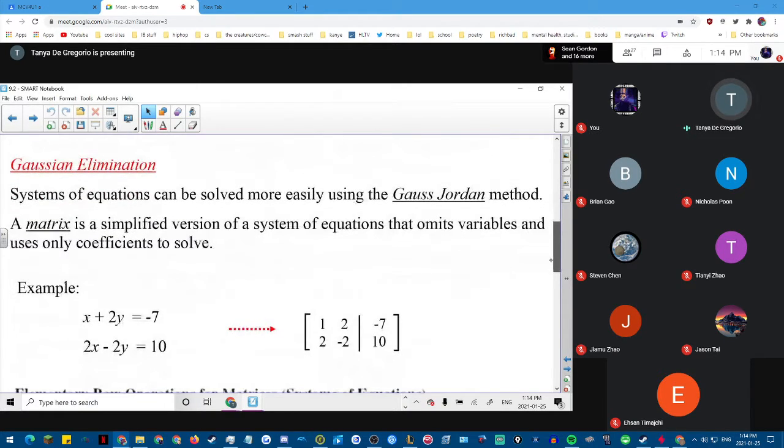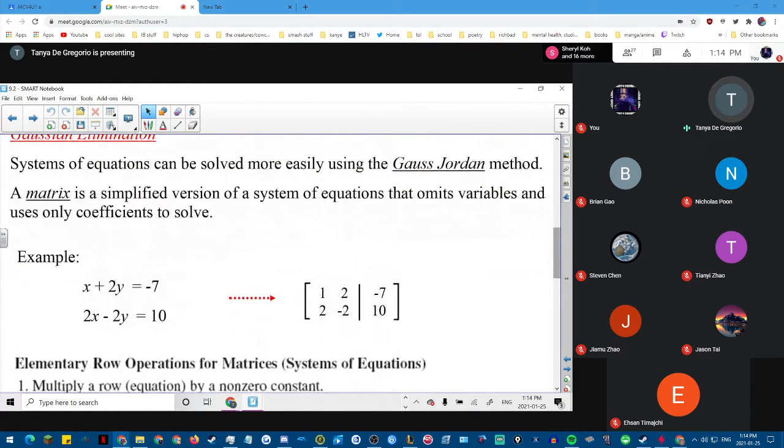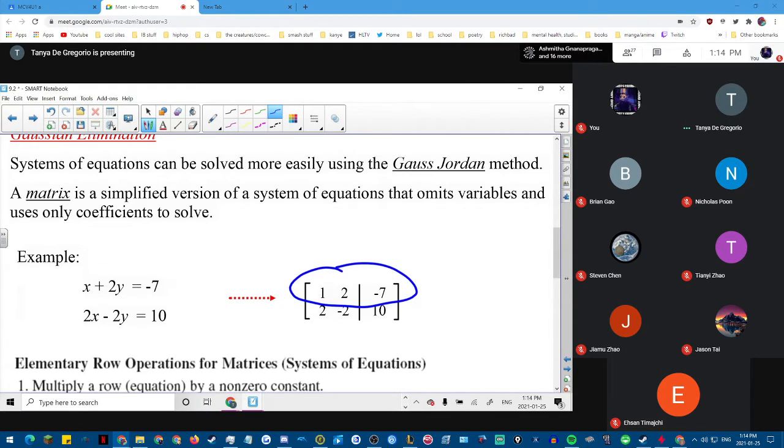So it's called Gaussian elimination. A system of equations can be solved more easily using the Gauss-Jordan method. A matrix is a simplified version of a system of equations that omits variables and uses only the coefficients to solve. So if you notice, here I have x plus 2y equals -7, and over here in my matrix, I have 1, 2, and -7. So you can see that the 1 represents the coefficient of x, the 2 represents the coefficient of y, and then it equals -7.